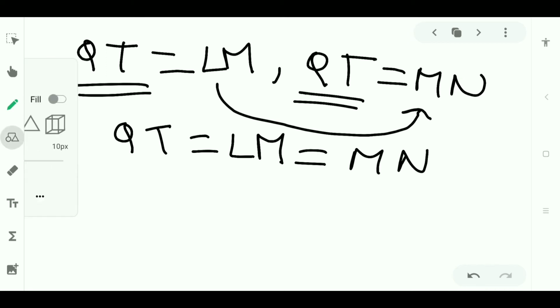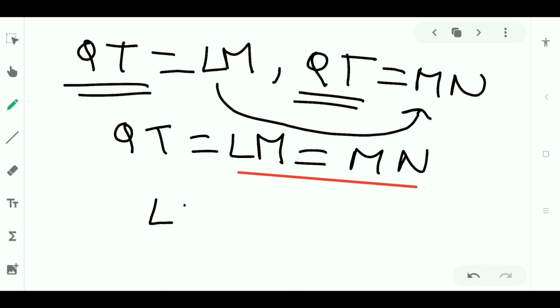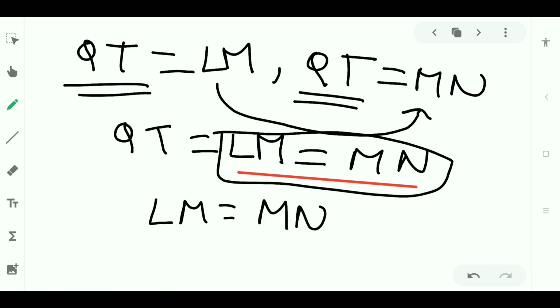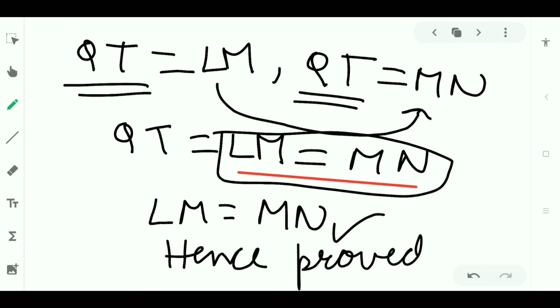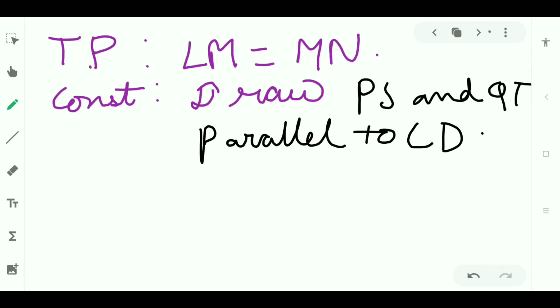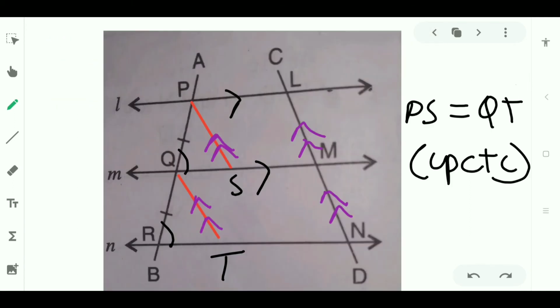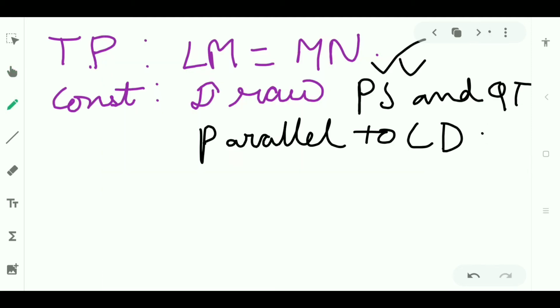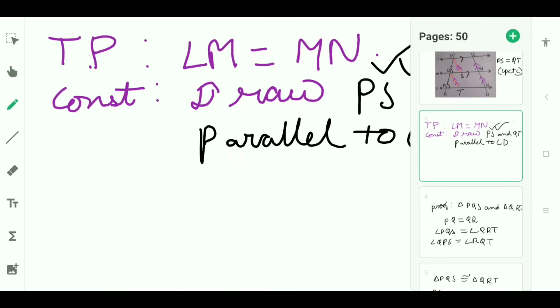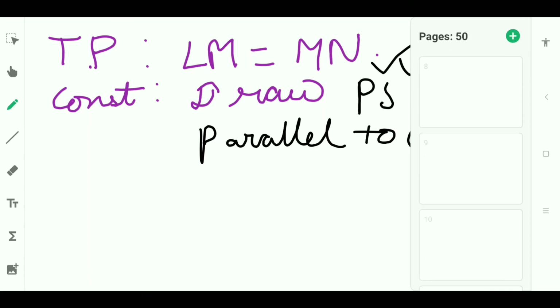So now just consider this one, LM is equal to MN. These two are also equal, we have the relationship. So hence proved. We have proved LM is equal to MN. So now let us go on to the question.